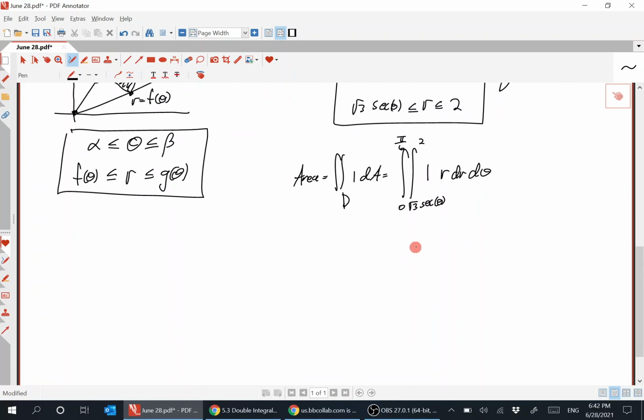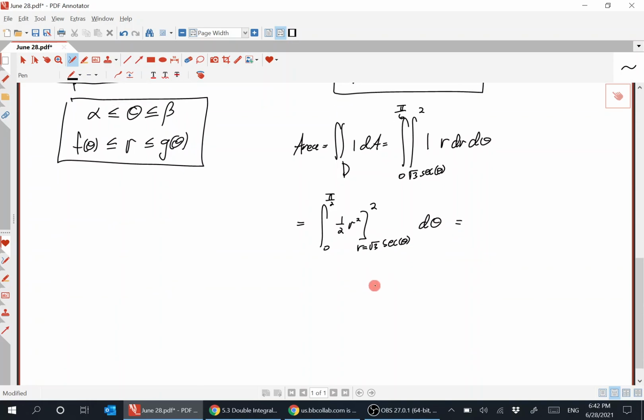All right, so what do we get here? The antiderivative of r is 1/2 r squared, from r equals root 3 secant theta to 2, d theta. So this is equal to the integral from 0 to pi over 6, so 4 over 2 is 2, minus 3 halves secant squared theta d theta.